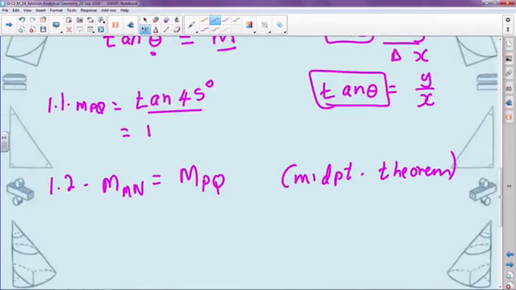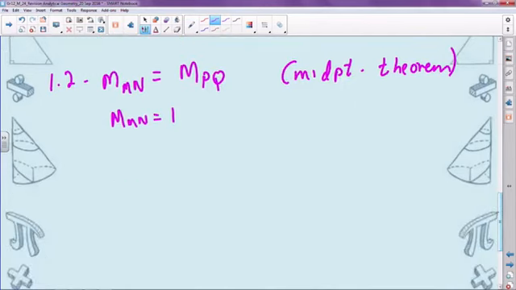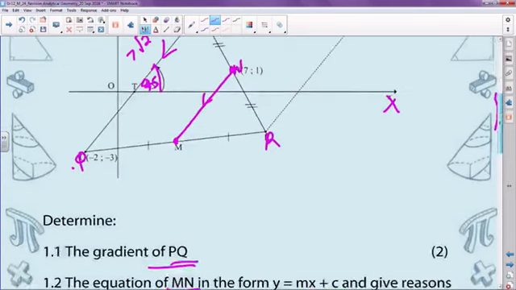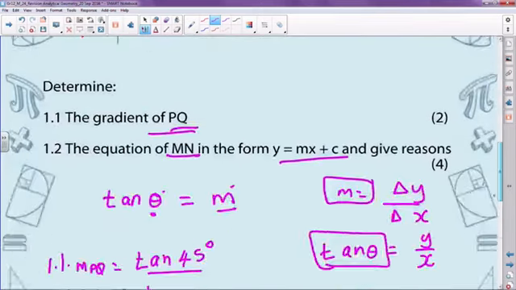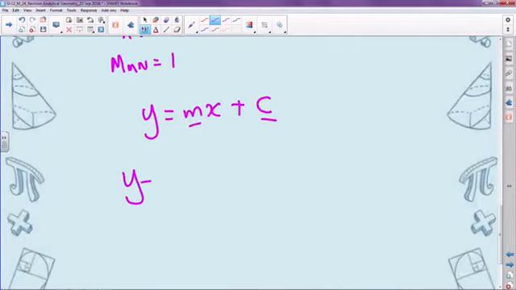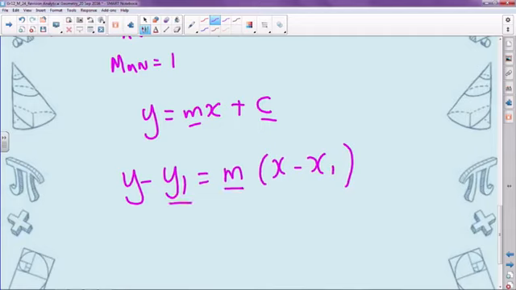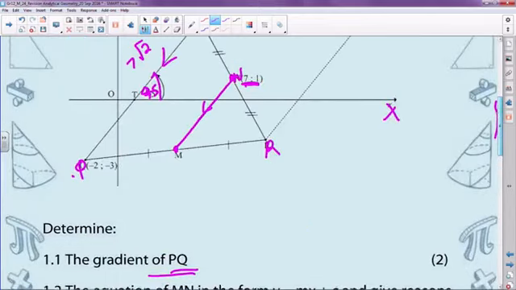Okay, so therefore the gradients are equal, so therefore the gradient of MN is also going to be equal to 1. Now, in order to complete your equation of a straight line in standard form, yes, we've got the gradient, but we still need the value of c. There's two different ways you can do it. You can substitute the values for x and y given at the point N and then work out the value of c, or you can use the gradient-point form of a straight line, which you've been using, but maybe you haven't recalled that that's what it's called. In order to work out the equation of a straight line in this form, you need the gradient and you need a point. We plug that in and then work out the equation. So y minus, well, y1, we see that the y value at point N is 1.